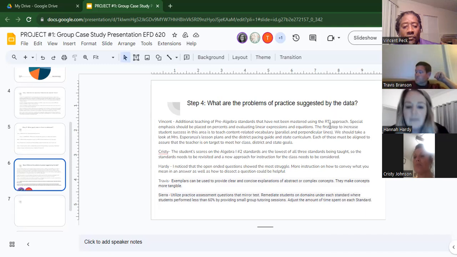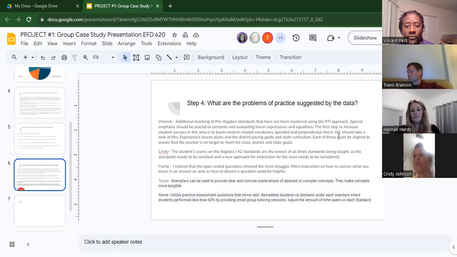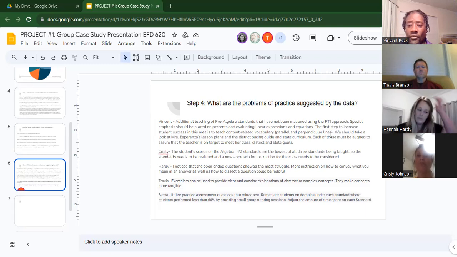I mentioned earlier about the pretest. We don't know if they've grown, but one thing she may be able to do is give more practice assessments, not necessarily the same questions, but similar questions to what's going to be on the main test. Where the kids get more practice at it, and I put remediate on the domains under each standard where students perform less than 60%, as well as maybe doing some small group tutoring sessions or grouping the kids, mix them up based on the kids that have mastered and the kids that need a little more guidance and help.